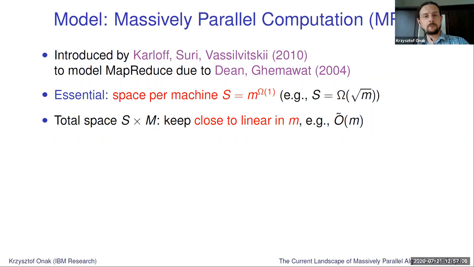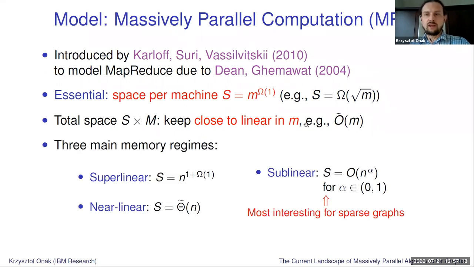So right. We want to keep the total space as low as possible, right? And when it comes specifically to graph algorithms, it is very useful to parameterize the local space of a single machine as a function of the number of vertices in the graph, right? There are three main regimes that people have considered. The first one is superlinear, right? So each machine has n to some constant plus one space.